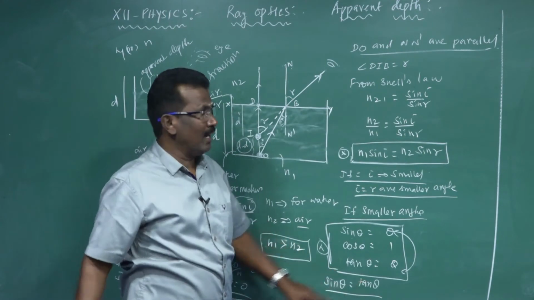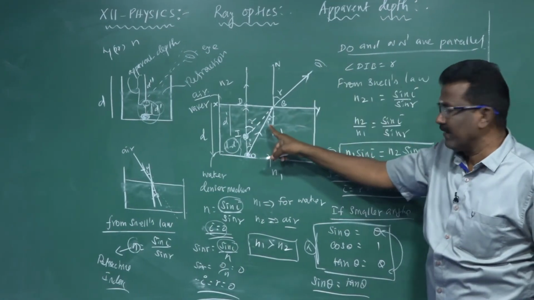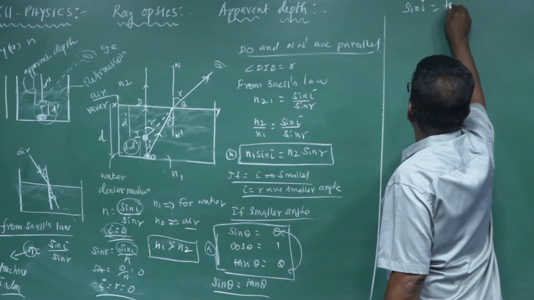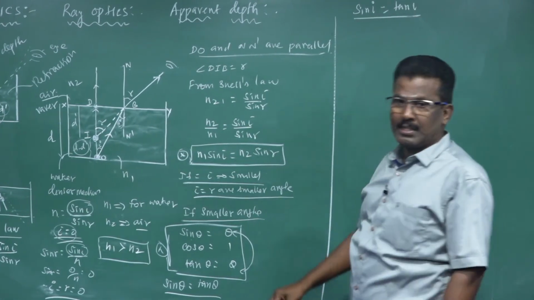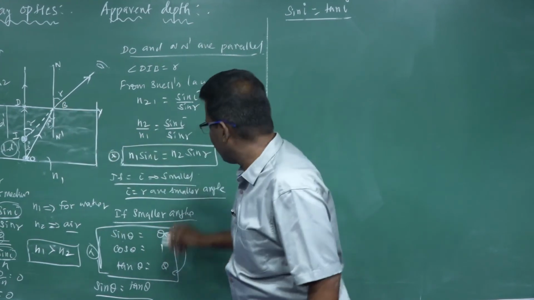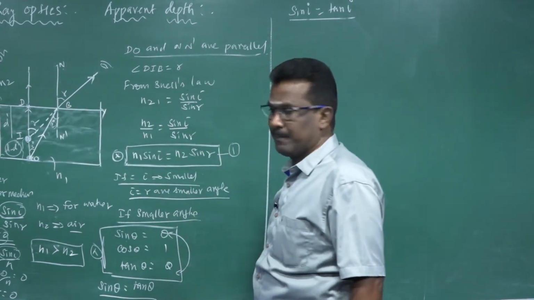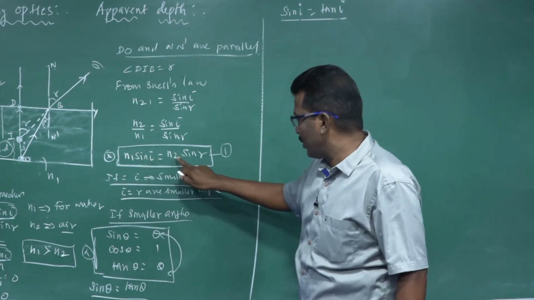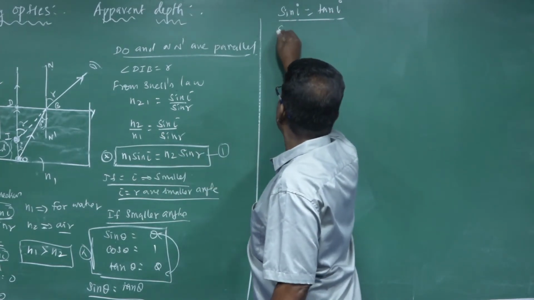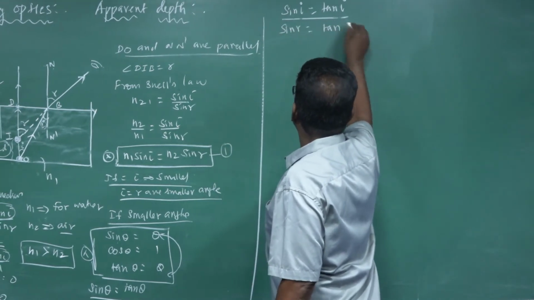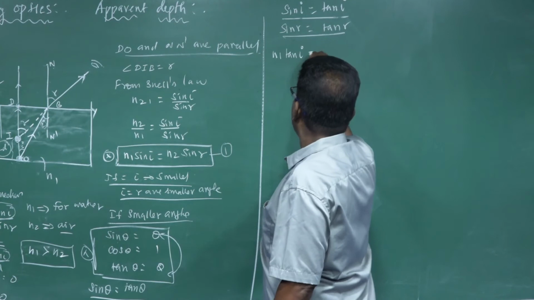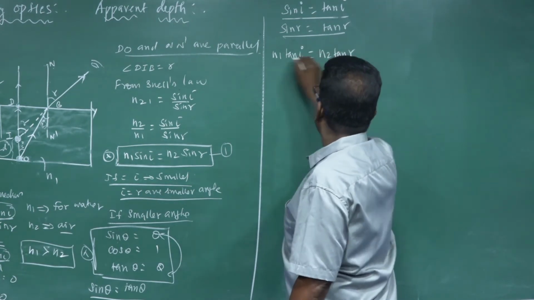Let us use I and R, the angle of incidence and angle of refraction, instead of theta. So sin I is equal to tan I, and sin R is equal to tan R. Consider equation number 1: n1 sin I is equal to n2 sin R. Since I and R are small, sin I is equal to tan I and sin R is equal to tan R. Substituting, n1 tan I is equal to n2 tan R.